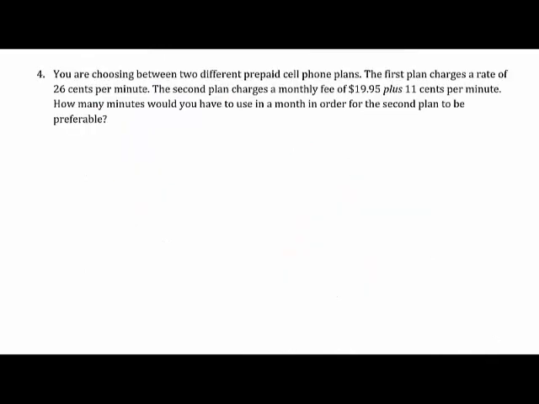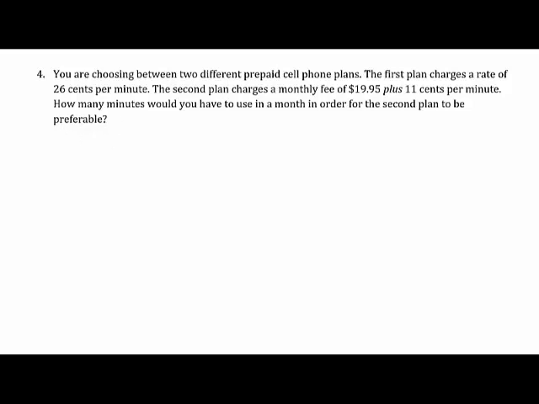Lastly, you're choosing between two different prepaid cell phone plans. The first plan charges a rate of 26 cents per minute. The second plan charges a monthly fee of $19.95 plus 11 cents per minute. How many minutes would you have to use in a month in order for the second plan to be preferable?